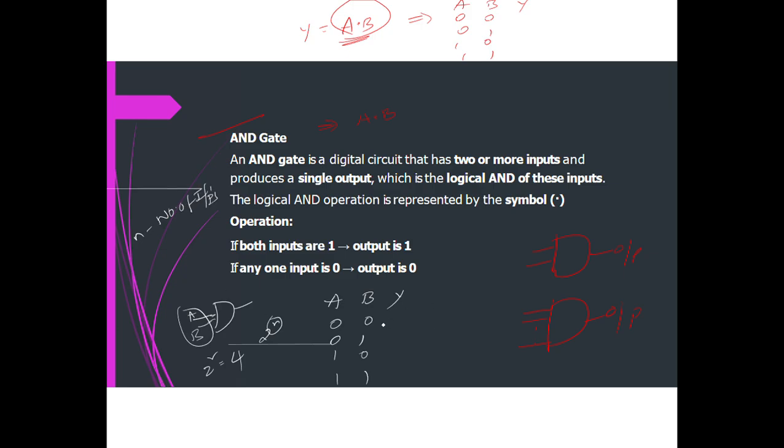So the output will be A dot B, nothing but a product. 0 dot 0 is equal to 0. 0 dot 1 is equal to 0. 1 dot 0 is equal to 0. 1 dot 1 is equal to 1.